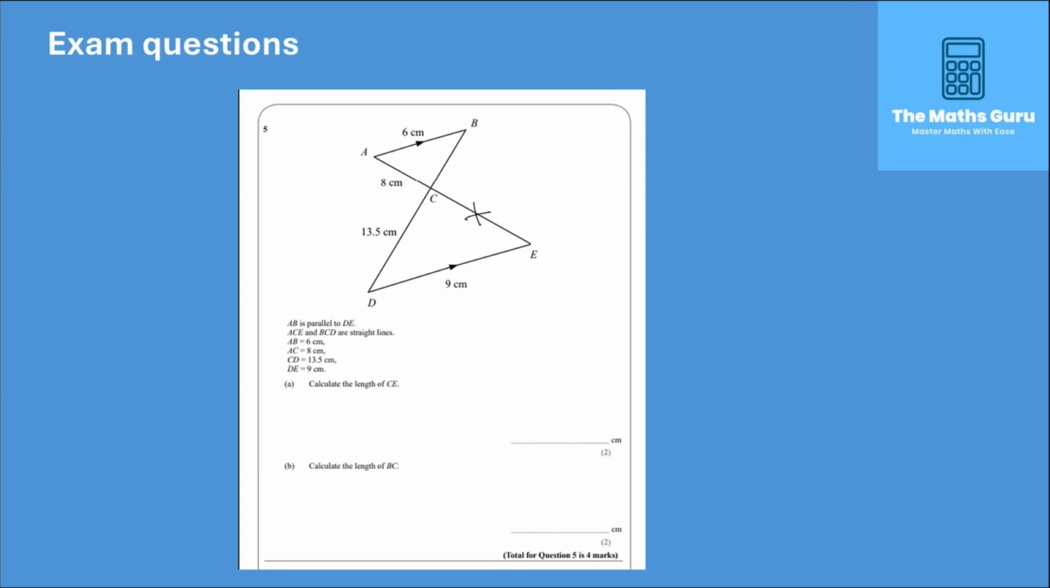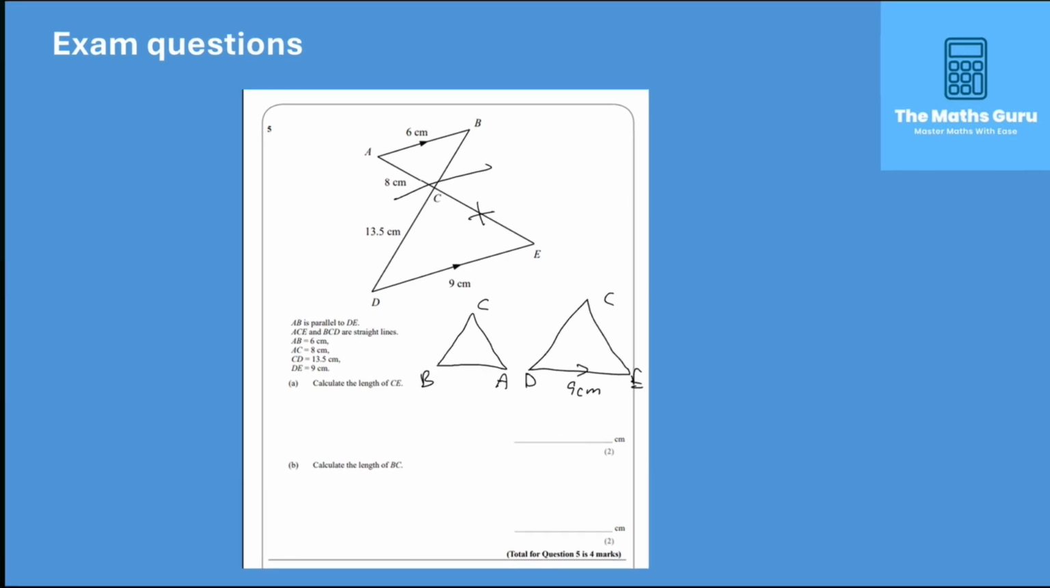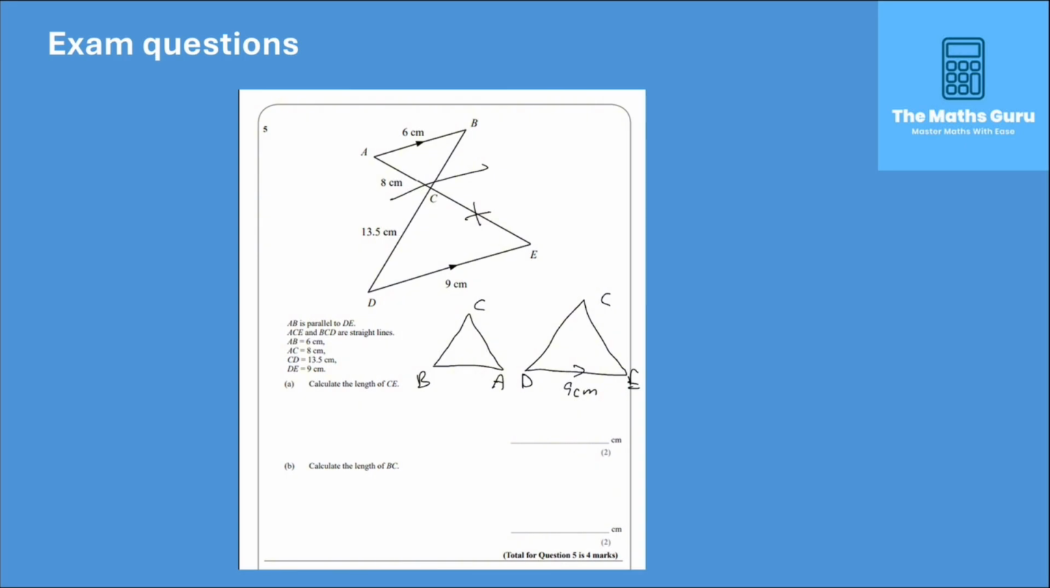So we now know that our triangles are going to be similar. So this is going to be 9 centimeters because this is DE. Once again, C is at the top here, but this is going to be B and A, like such, because we're cutting off our triangle here and placing them next to each other. So this line here is going to be 6 centimeters, our DC is going to be 13.5 and our AC is going to be 8 centimeters.